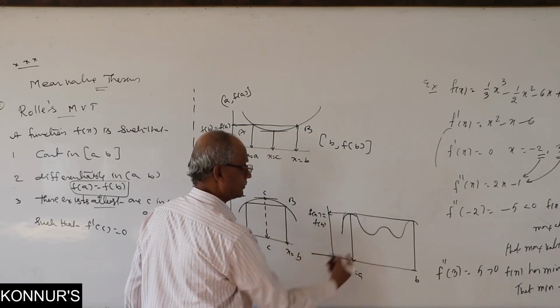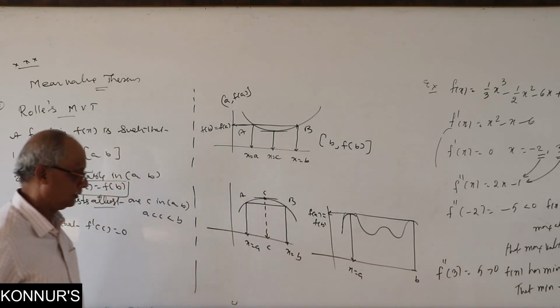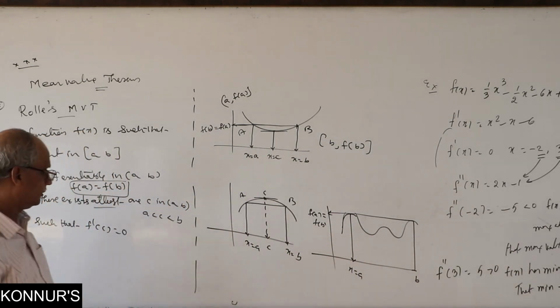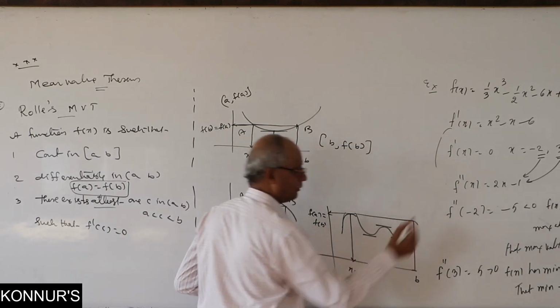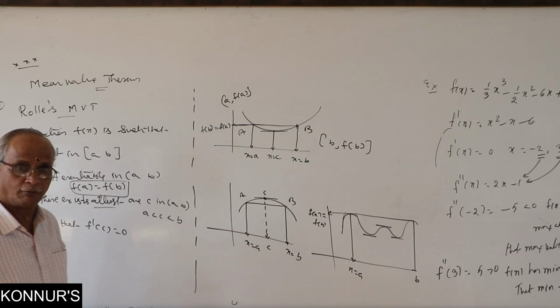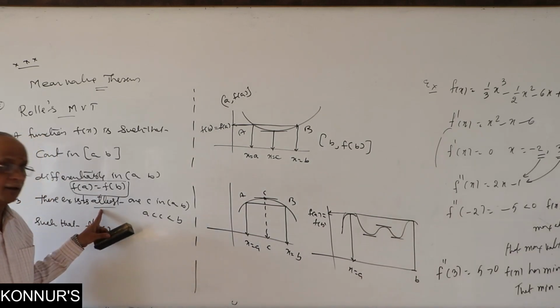This is parallel to the x-axis only. f(a) equal to f(b), yeah? In between, how many real values are possible? Between a and b, 1, 2, 3, stationary points. Then definitely there is more than one.